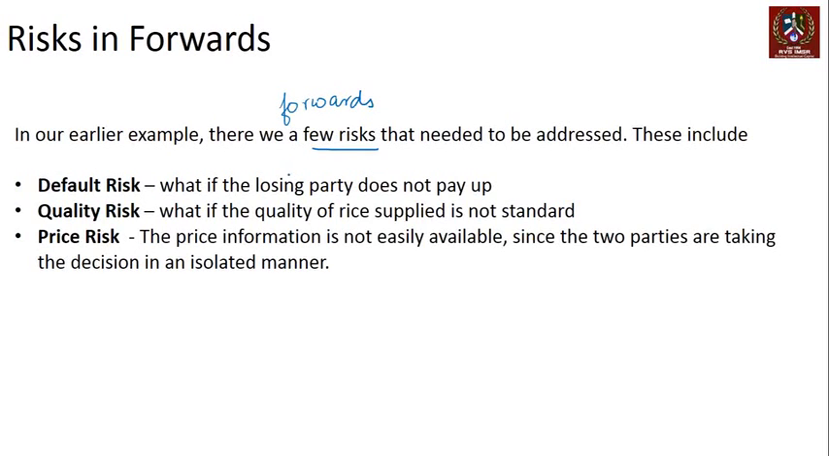If you think about it, we said there is a farmer and there is a buyer. Now they are effectively getting into some sort of a contract. But this is a contract between two parties. So we don't necessarily know if both the parties will turn up on the final contract day. What happens if the losing party does not pay up? Default risk, also commonly known as counterparty risk, is the risk that one party does not pay the other party at the end of the contract.